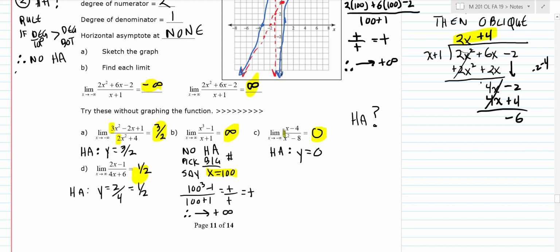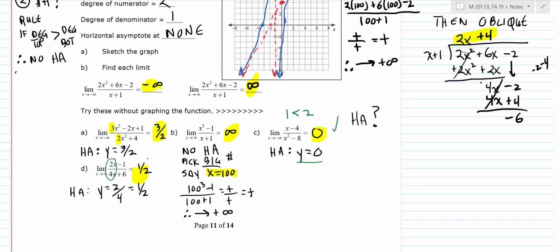Okay, next one, degree of top is 1. And that's less than the degree of the bottom, which is 2. Therefore, you conclude that the horizontal asymptote is 0. Therefore, that's the answer. Guarantee. And that would apply regardless of whether that's approaching negative infinity or positive infinity. Part D is really the same as Part A. Degree of top and bottom are the same. So there's your horizontal asymptote right there. 2/4 reduces to 1/2. Therefore, that infinite limit, the answer is 1/2.